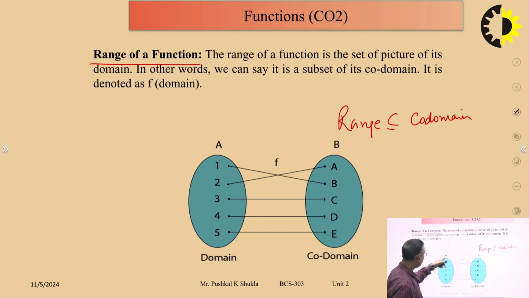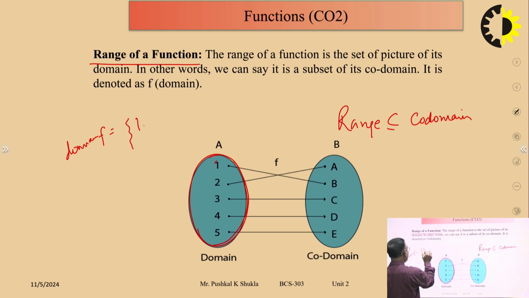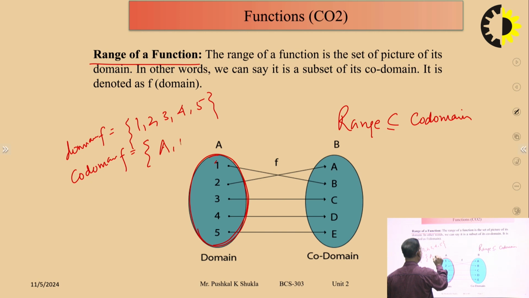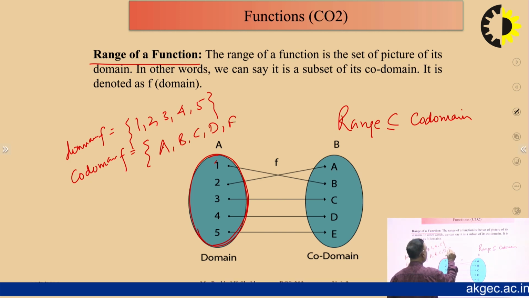In this figure, let A and B be two sets and the function f from set A to set B. Then the domain of this function is 1, 2, 3, 4, 5. All the elements of the set A are the domain. So, domain of f equal to 1, 2, 3, 4 and 5. If we are talking about the codomain, the codomain is the elements of set B. So, codomain of f equal to A, B, C, D, E.